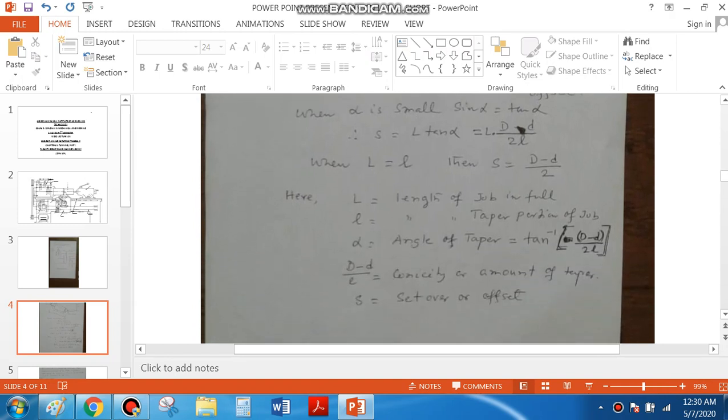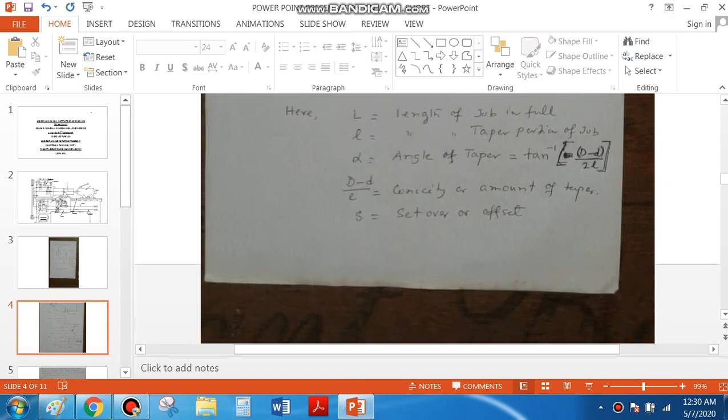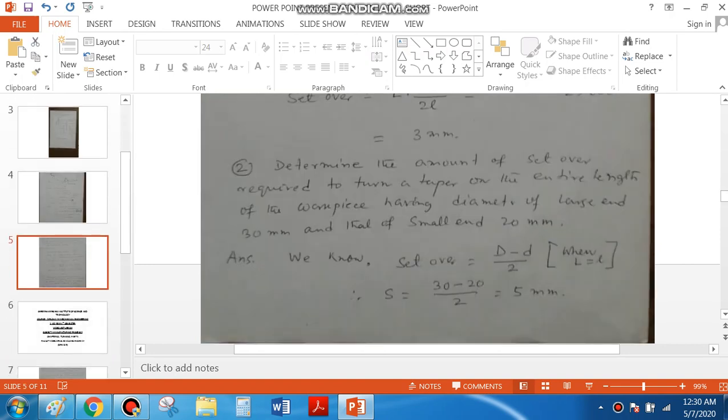So the different figures are: capital L is the full length of the shaft, small l is the taper portion, alpha is the angle of taper, and (D minus d) by l is the conicity or amount of taper, where l is the length of taper. That means the difference in diameter divided by the length of the taper gives you the conicity, and S is the set over. In the next slide, we will go to some problems on set over.